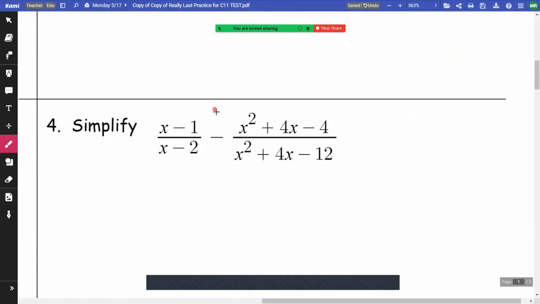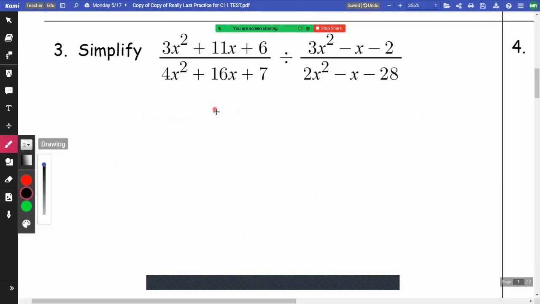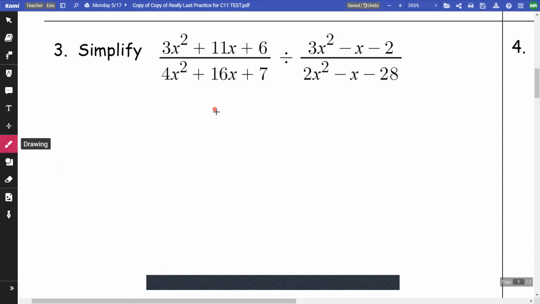Okay, so let's take a look at number 3. This one is a division, so we are going to factor this. On top with my 3x squared, that's going to be a 3x and an x. So it could be a 6 and a 1, or a 3 and a 2. 6 and 1, I don't think will work. 3 and 2, I think this will be a positive 3 because that'll give me a 9, and then the 2.